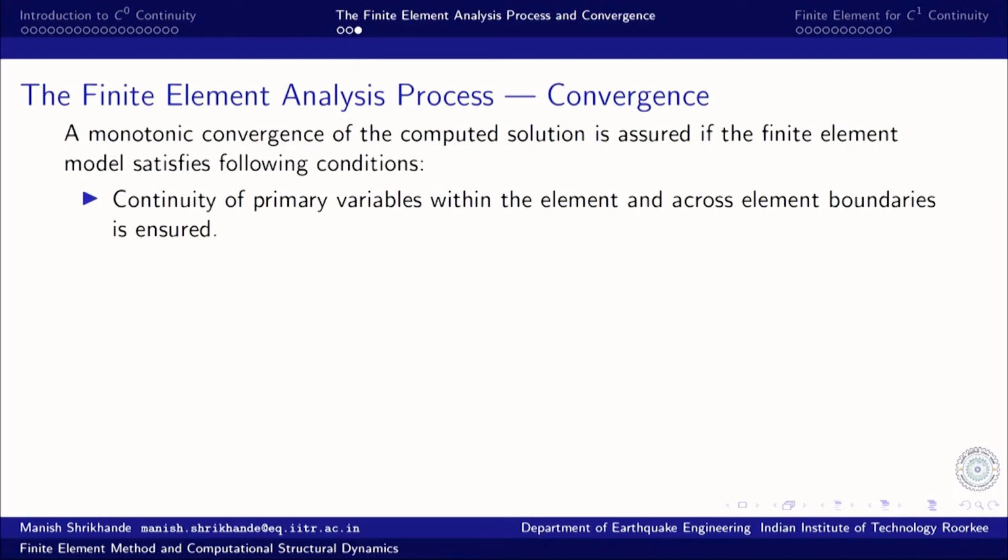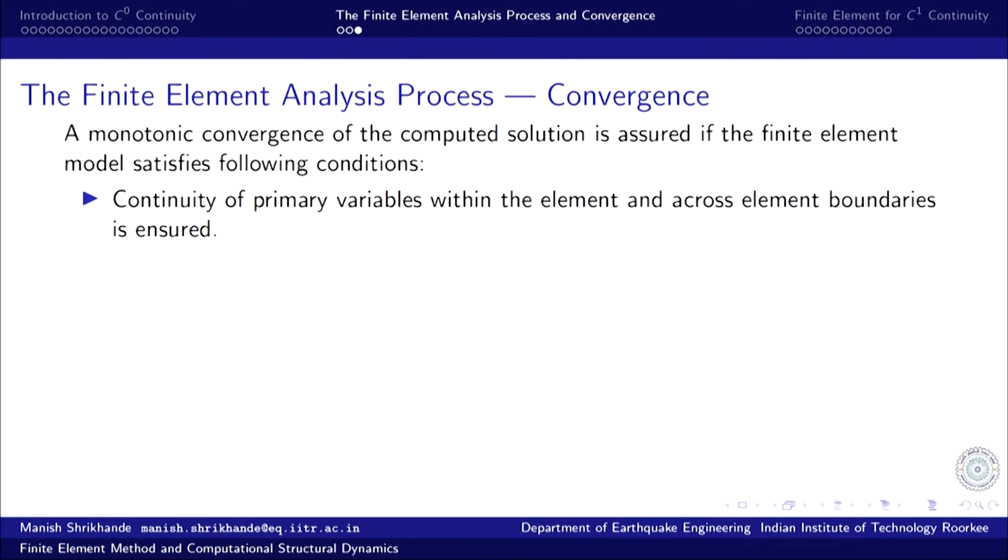So, what is the basic requirement that one has to observe before we can say that the solution that we get from a finite element analysis is acceptable? There are certain rules for construction of finite element approximation, and we will go through those rules first. So, the first requirement is of course continuity of primary variables within the element.